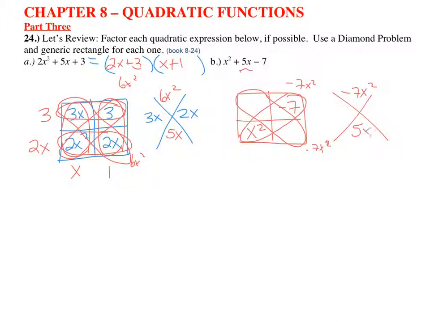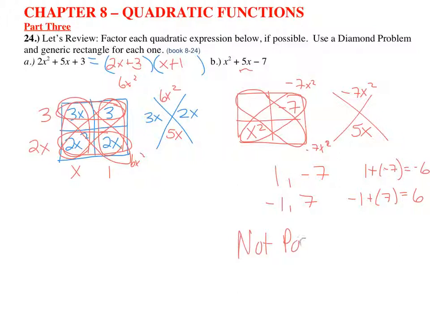It's the 5x. And so we're thinking to ourselves, what would multiply to negative 7 but add to 5? Well, to multiply to negative 7, you could have 1 times negative 7. But 1 plus negative 7 equals negative 6, which is not positive 5. Or we could do negative 1 and positive 7, but negative 1 plus 7 gives us positive 6, which isn't 5. Since 7 is prime, its only factors are 1 and 7. So these are our only options, which means we can't solve the diamond problem. So this one is not possible. We can't factor it.